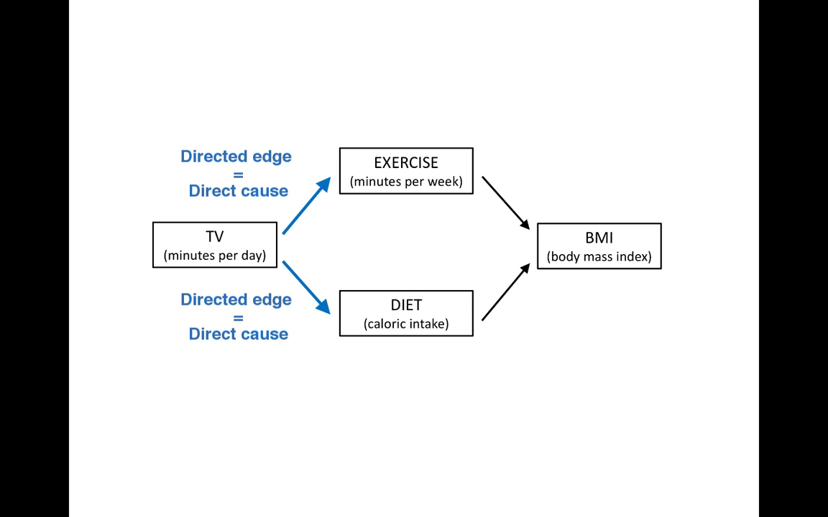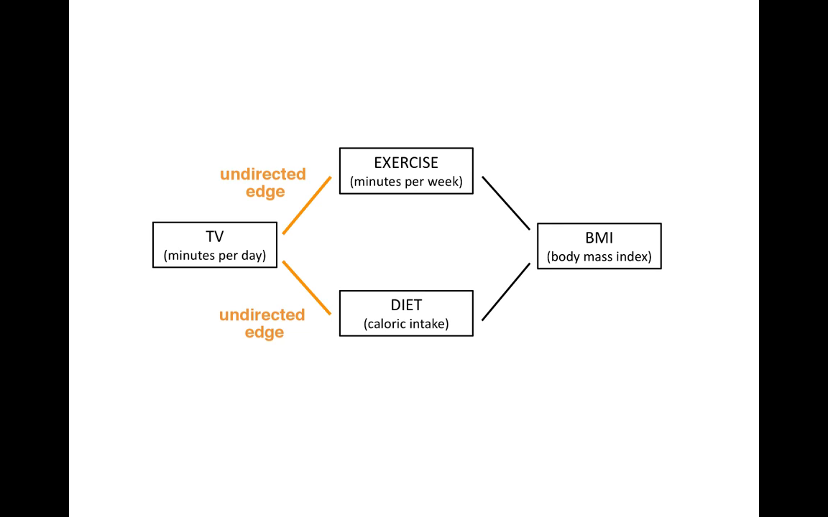index. In contrast, in a graph in which the edges are undirected, we cannot make causal claims about the relationship between the variables. For example, without some further guide as to what undirected edges represent, this graph supports no causal claims. A direct cause is also called a parent, and the direct effect of a cause is also called a child. Here, TV is the parent of exercise and diet, and exercise and diet are the children of TV.